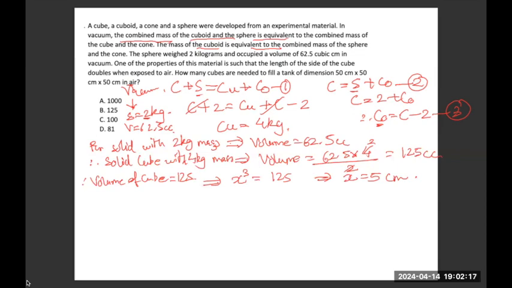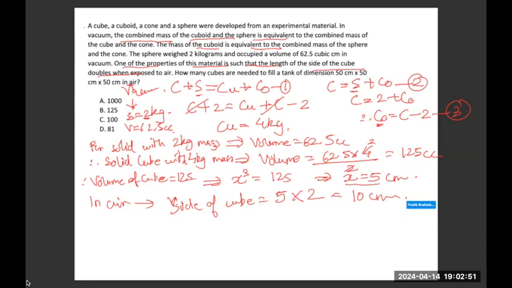Now, in the next condition, we are also given one of the properties of this material is such that the length of the side of the cube doubles when exposed to air. The length doubles. So if 5 है in vacuum, तो उसका length air में, now I'm going to in air, the side of cube will be equal to 5 length in vacuum multiplied by 2, which is equal to 10 centimeters.